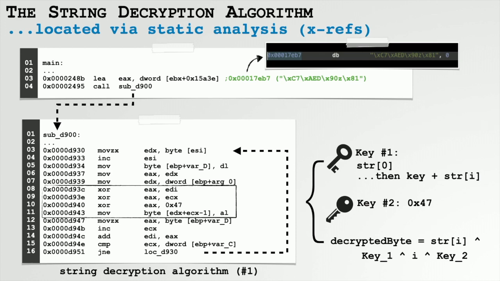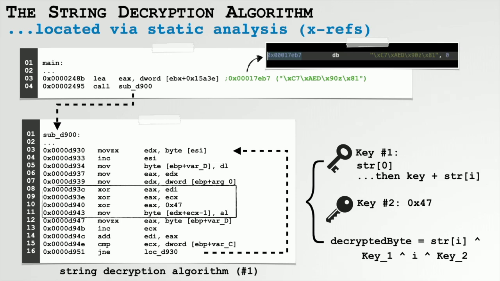How do we find that? Well, it turns out fairly easily. And this is a generic approach for analyzing essentially any malware sample that utilizes encrypted strings, if you're interested in recovering the decryption algorithm. Basically, what you do is look for cross-references where the encrypted strings are used.